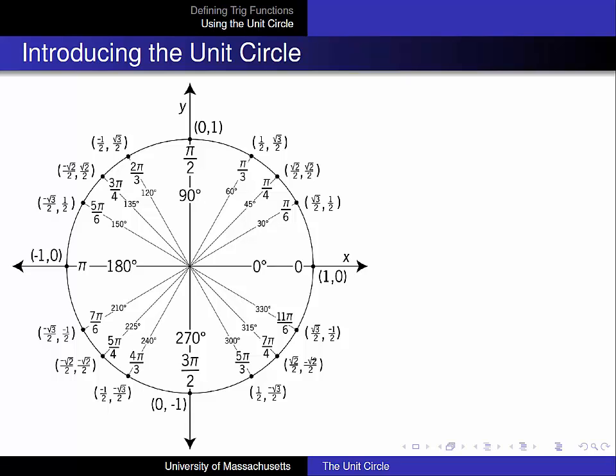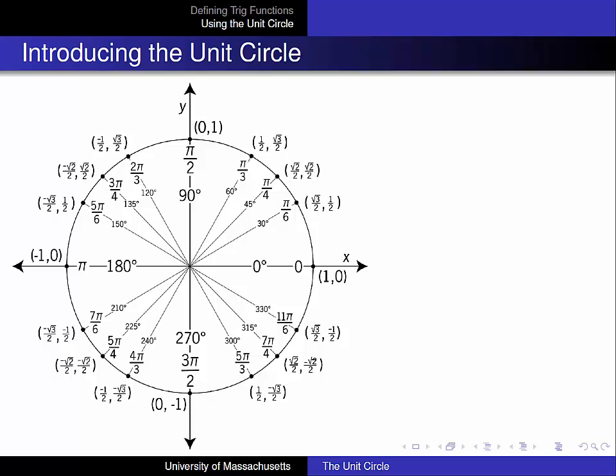And similarly, if we're looking at, say, 7 pi over 4, which is in the fourth quadrant, 7 pi over 4 has the same first coordinate as pi over 4, which is square root 2 over 2. And then the second coordinate is just the negative, which is negative square root 2 over 2.